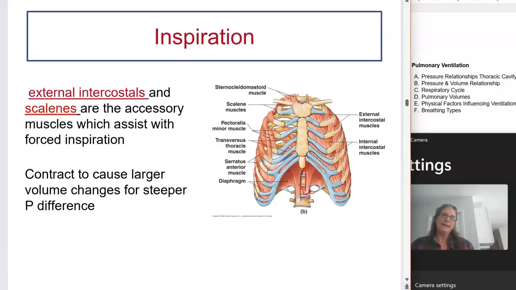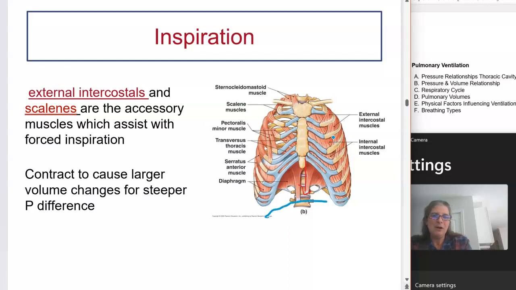So what if you want to take a deeper breath? We can always take a deeper breath. Well, those are the accessory muscles. And the ones that help are called the external intercostals. Remember, they're between the ribs and they lift the ribs up. And then you have the scalenes in the neck. Now, the scalenes are usually only used for extreme situations, like respiratory distress, to help you breathe.